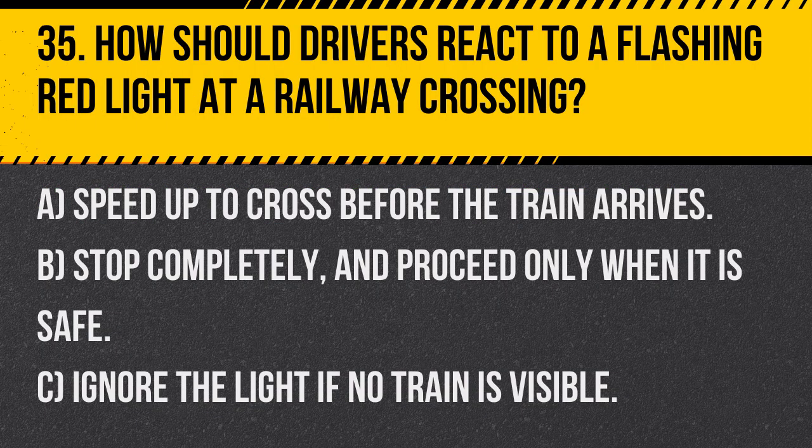Question 35. How should drivers react to a flashing red light at a railway crossing? A. Speed up to cross before the train arrives. B. Stop completely and proceed only when it is safe. C. Ignore the light if no train is visible.